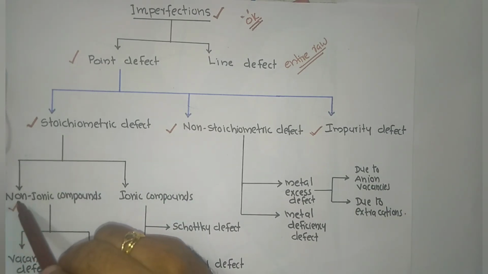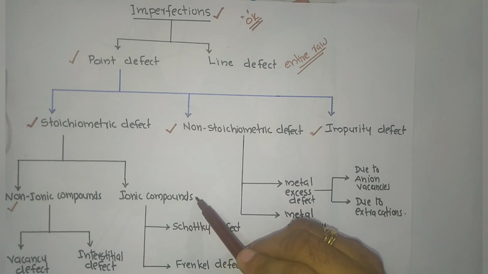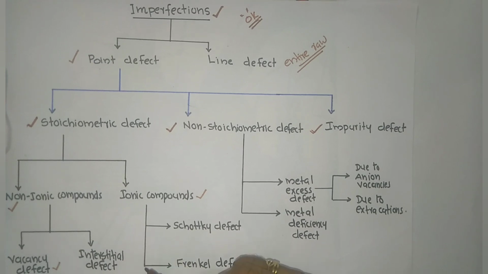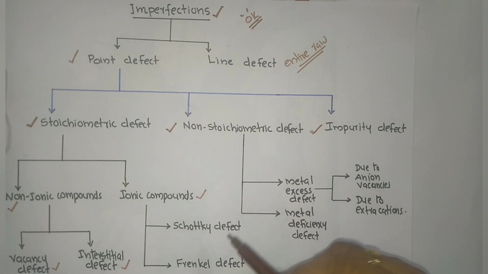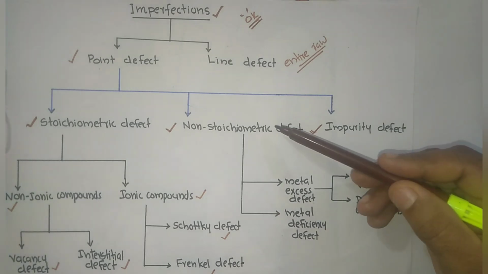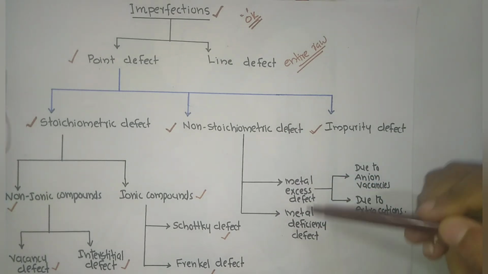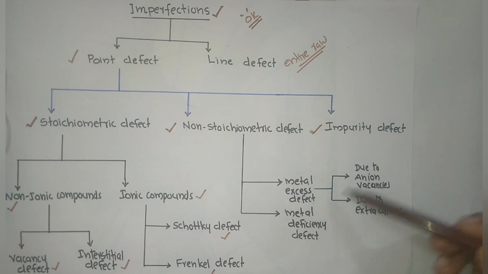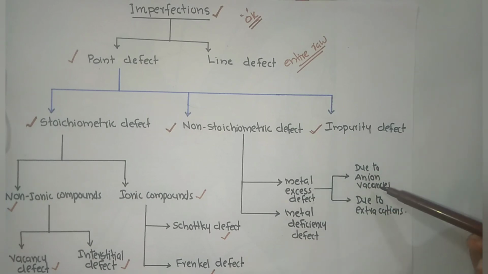Then these defects are present in two kinds of compounds. First one, non-ionic compounds. Second one, ionic compounds. Non-ionic compounds show two types of defects. First one, vacancy defect. Second one, interstitial defect. Ionic compounds show two defects. First one, Schottky defect, then Frenkel defect. Then non-stoichiometric defects are classified into two types, metal excess defect and metal deficiency defect. Metal excess defect is of two types, due to anion vacancies and due to extra cations.